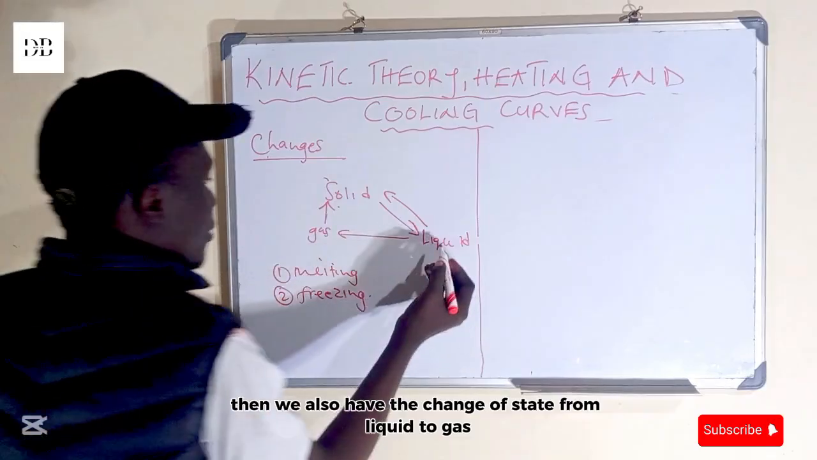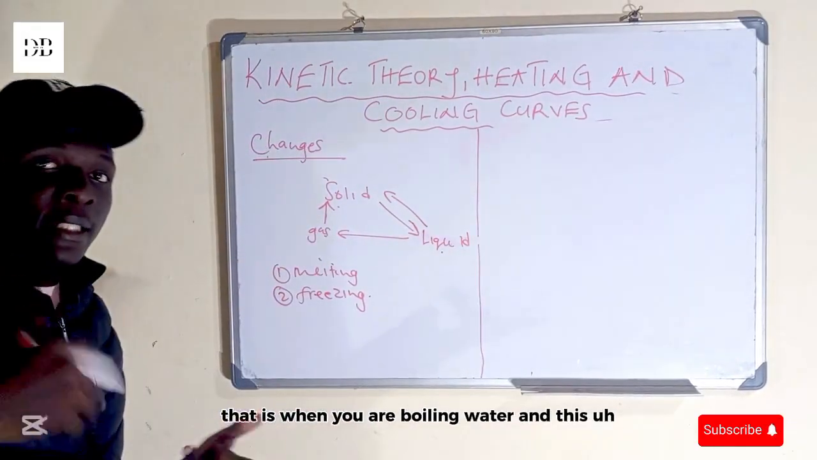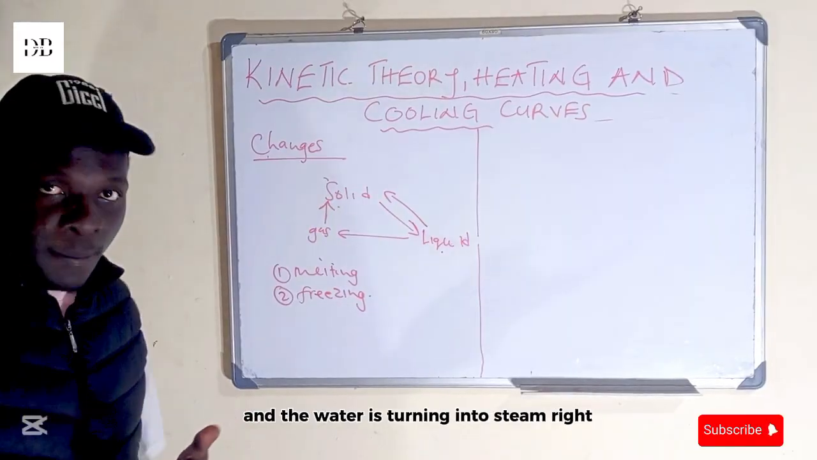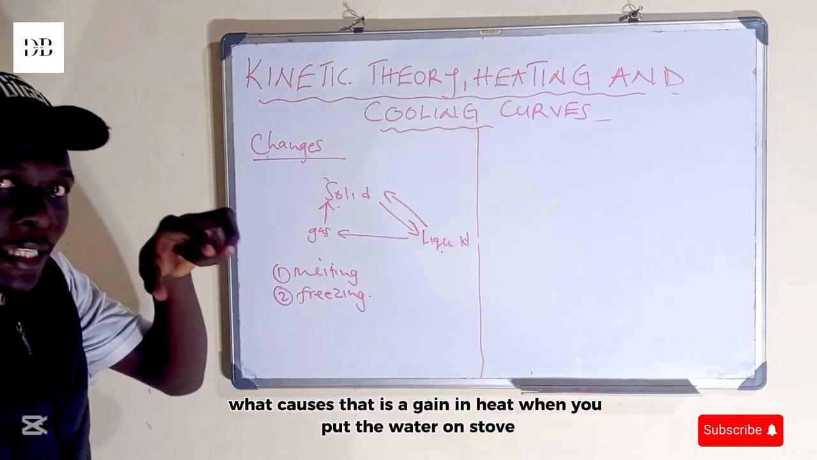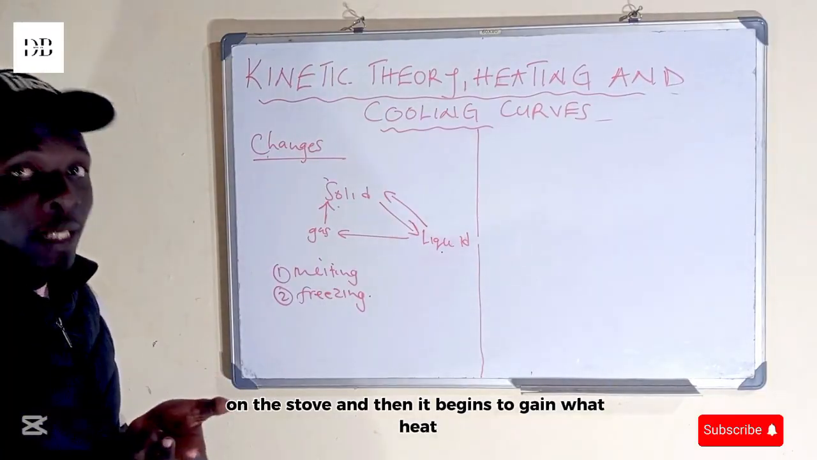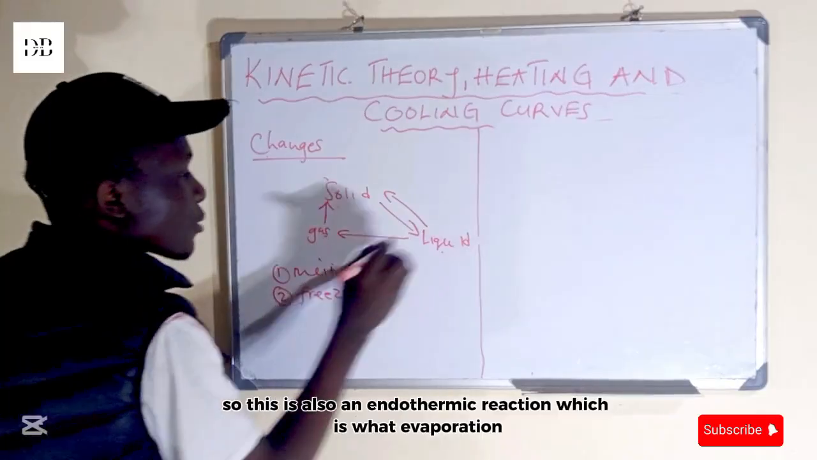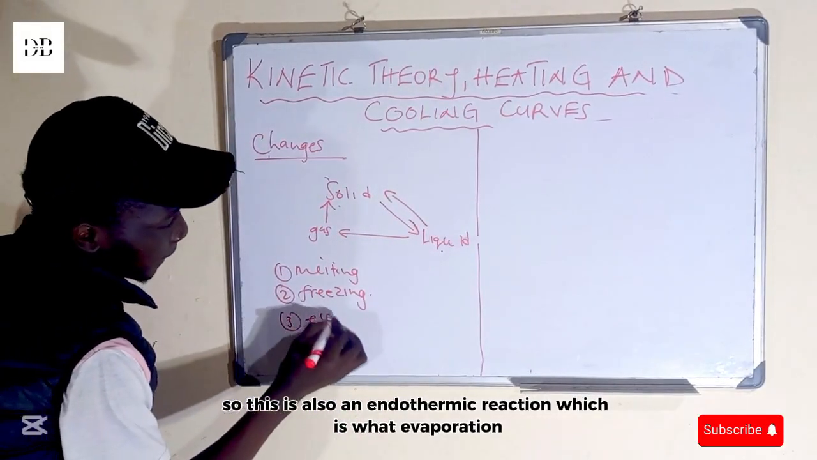Then we also have the change of state from liquid to gas. That is when you are boiling water and the water is turning into vapor, right? So what causes that? A gain in heat. When you put the water on the stove, it begins to gain heat. So this is an endothermic process, which is evaporation.